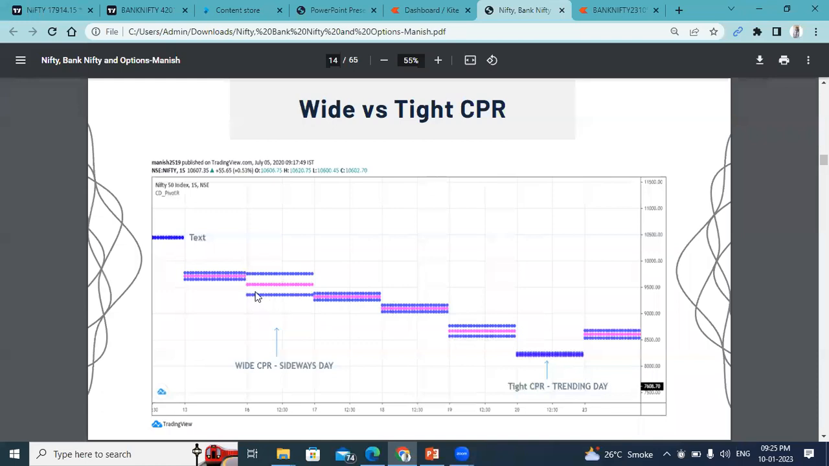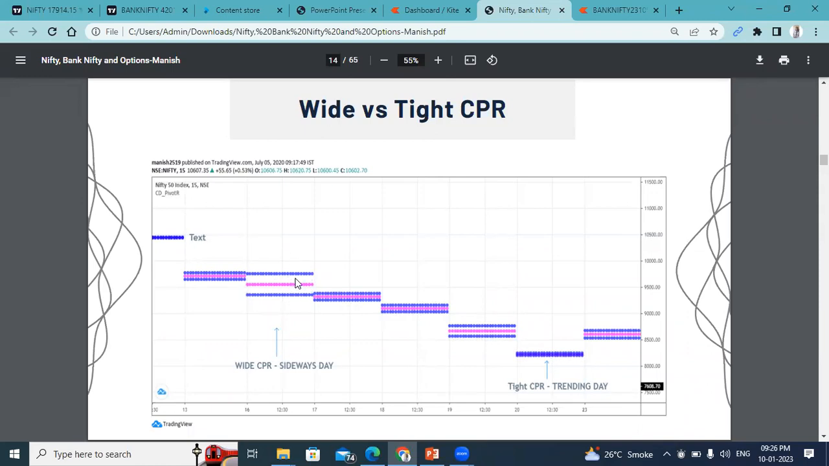So this is the best part of using CPR. 9:15 जैसे ही market start होगा, you will come to know whether we have a wide CPR or a tight CPR, whether we have an ascending CPR or a descending CPR. So you can form a view. Within 1 minute आपका view develop हो जाएगा.